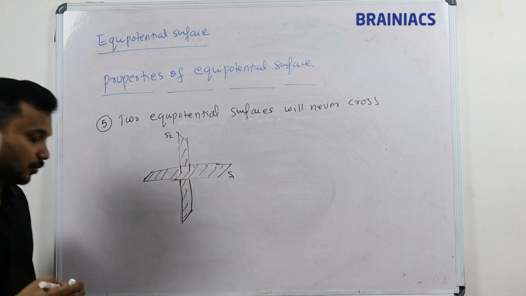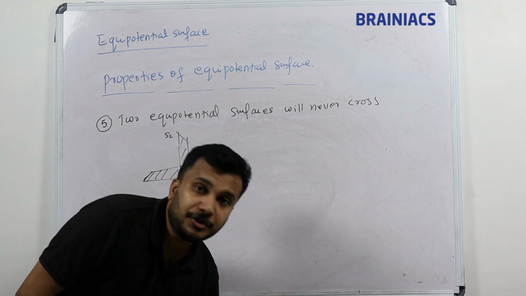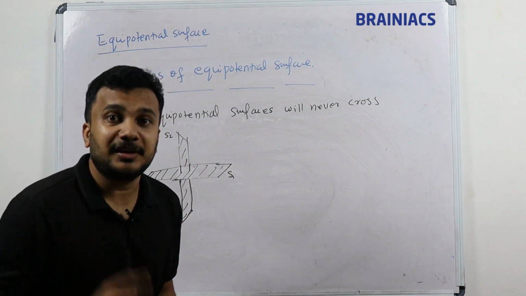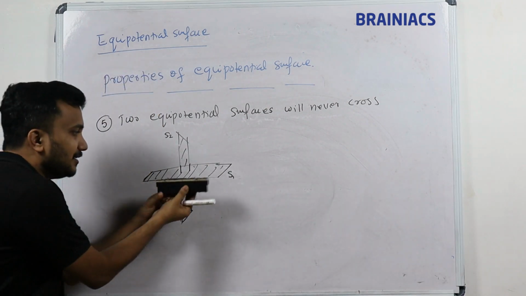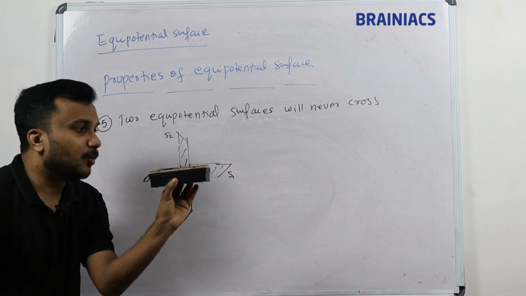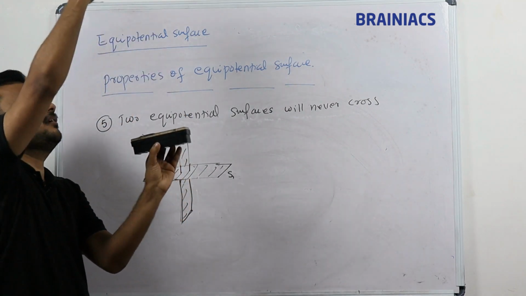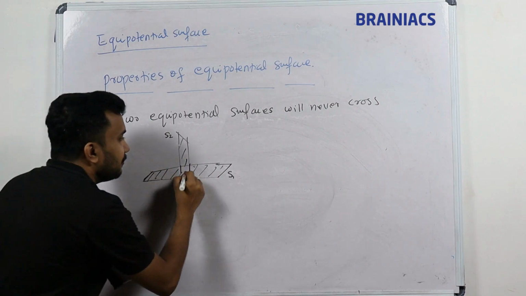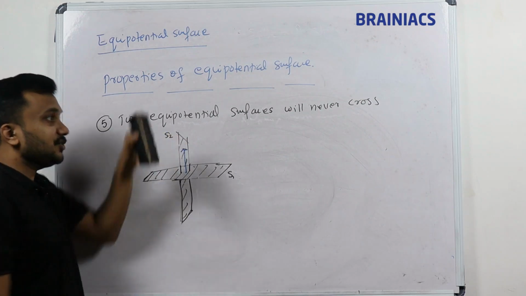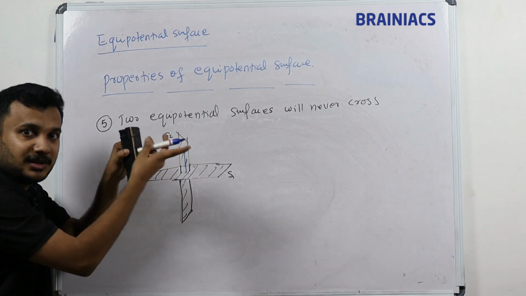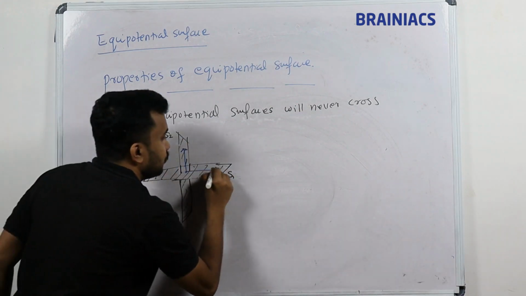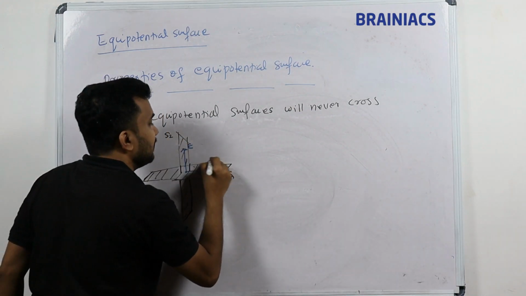This is not possible. Why? Because I told you that the electric field vector is perpendicular to the equipotential surface. This duster is one equipotential surface, S1. So what is the electric field vector? It is going upside. S2 is a surface like this. So what is the direction of the electric field? The direction is like this. So this is one electric field and this is another electric field.